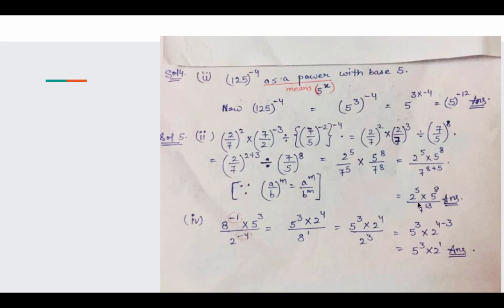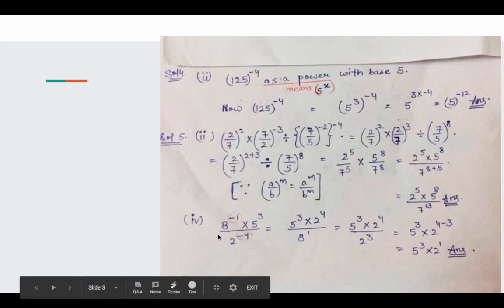2 raised to power 5 as it is, 5 raised to power 8 as it is, upon 7 raised to power 13. Because these two bases were same, 7, and in multiplication the powers simply get added. Fine. One more part I am taking of this question.